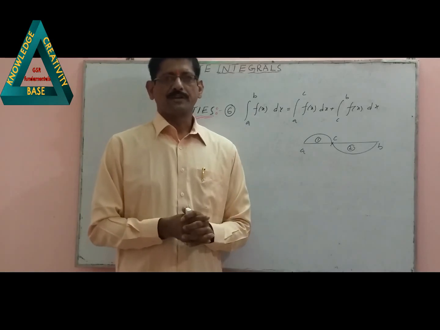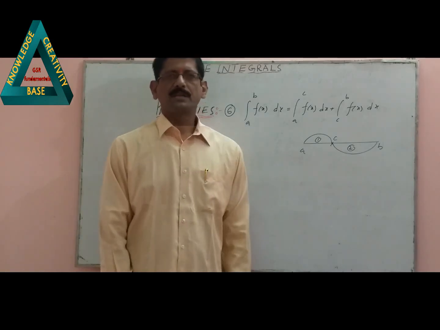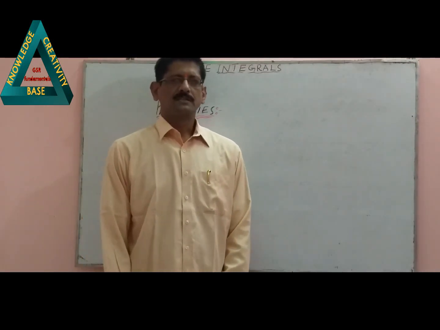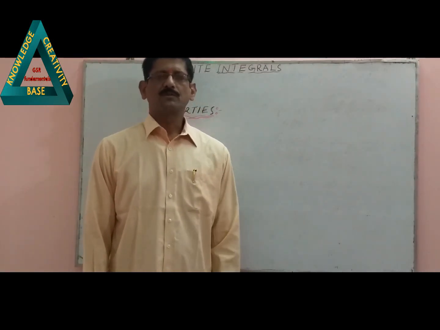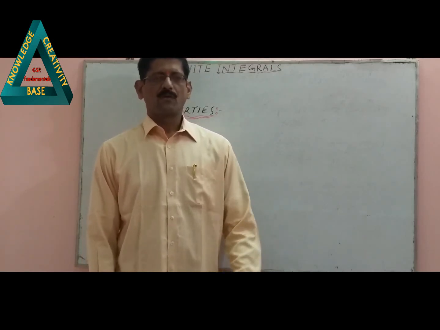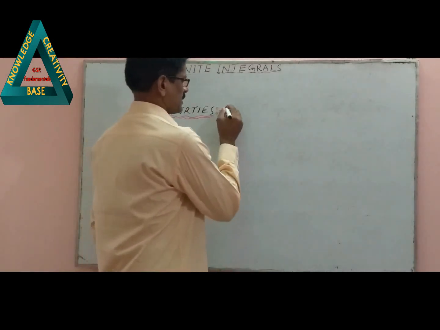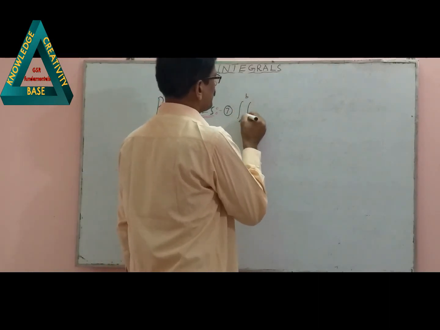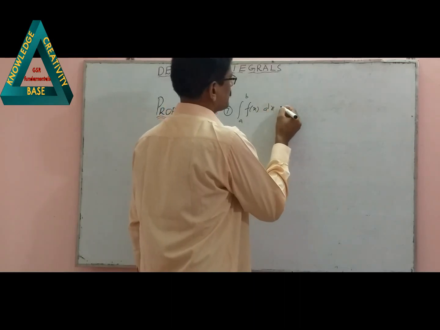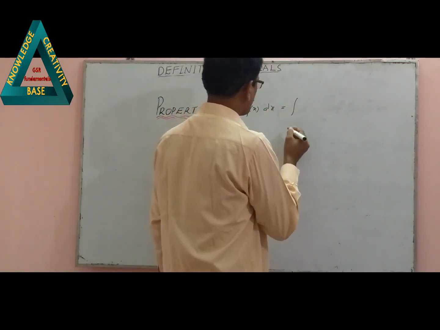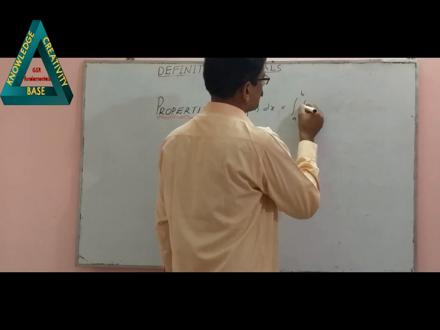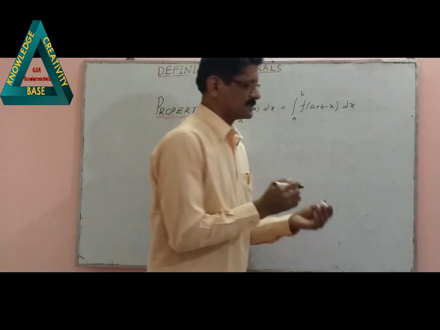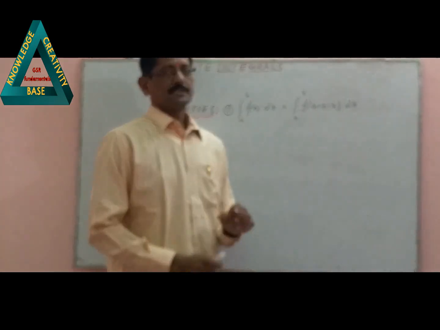So proof is no need. Okay, this is property number 6. Next, property number 7. What is property number 7? This property number 7 is similar to property number 4. What is the statement of property number 7? Seventh property, that means integral a to b f of x dx is equal to integral a to b f of a plus b minus x dx. This is property number 7.